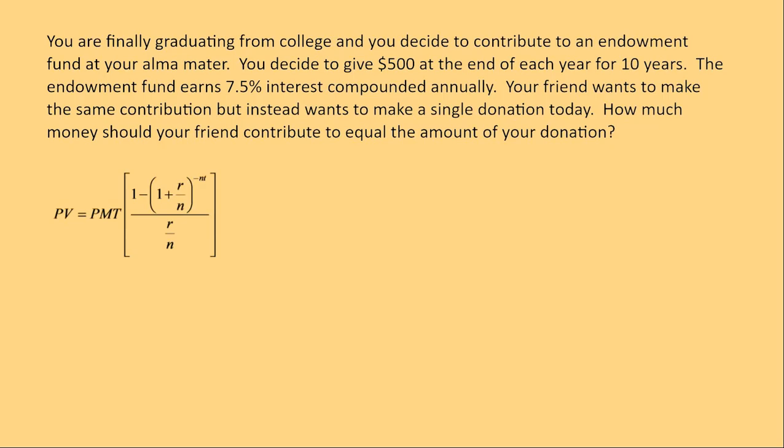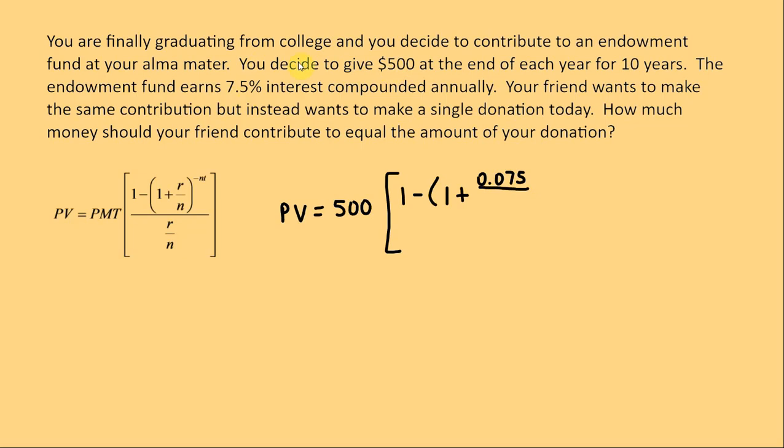So let's use the present value formula. So we're looking for the present value, how much your friend needs to contribute today to equal the same amount of your donation. So your payment was going to be $500 a year, and that's times 1 minus 1 plus the rate. Once again, the rate, we need to change it to a decimal, so we're going to move the decimal 2 places to the left, which would give us 0.075.